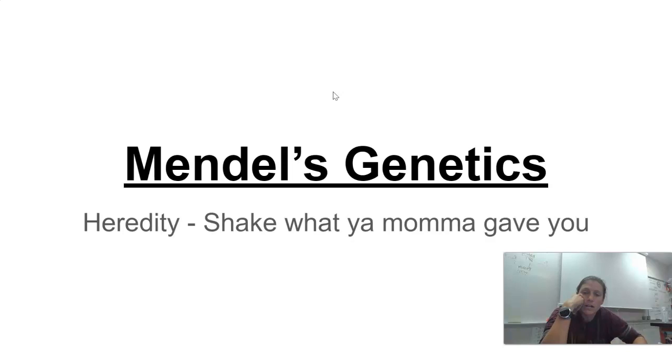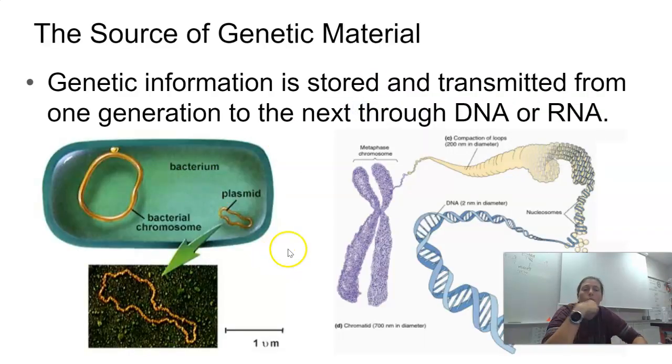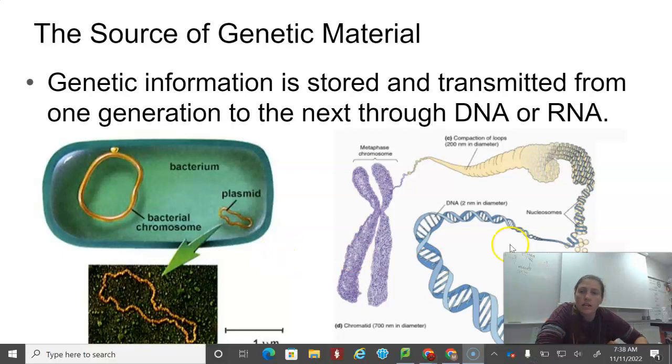So heredity is all about shake what your mama gave you, and your mama gave you your DNA. So we want to talk really quickly about the source of genetic material. Well, it's the DNA. And remember from the previous unit, DNA is something that we can transcribe and translate to create proteins, which is the actual expression. So you'll hear the word genotype, which is the DNA code. And then you'll hear phenotype, which is what it actually looks like.